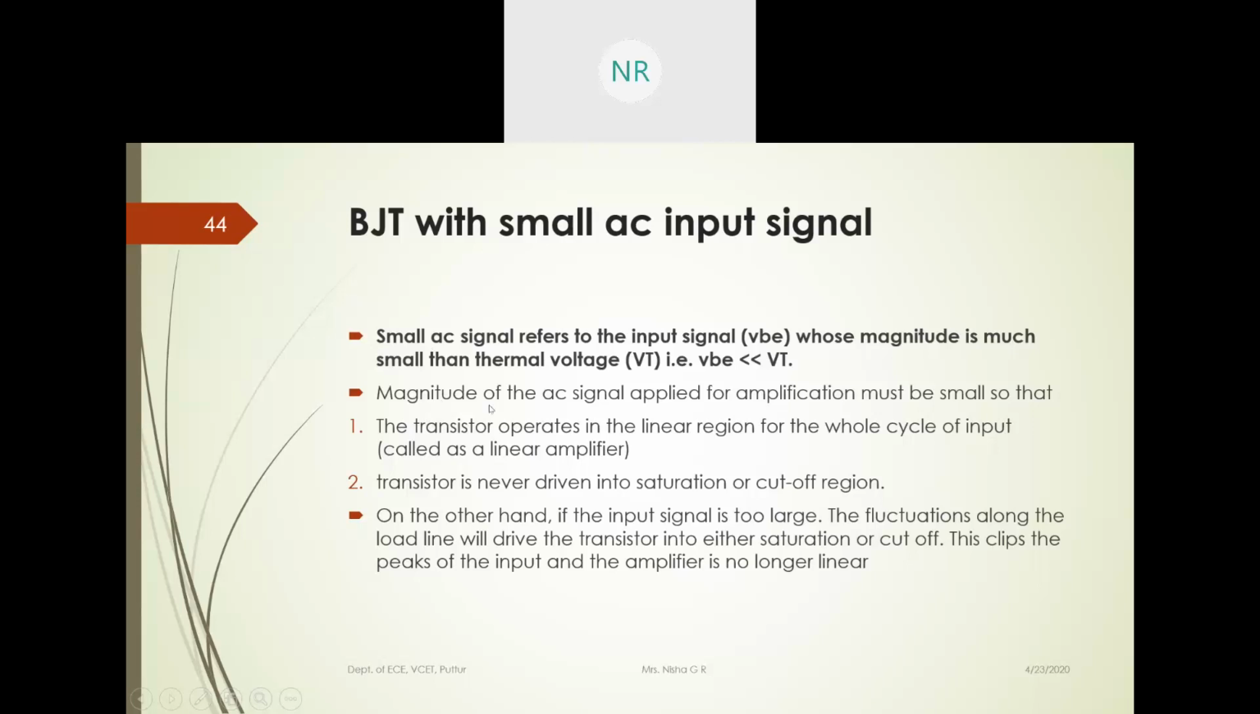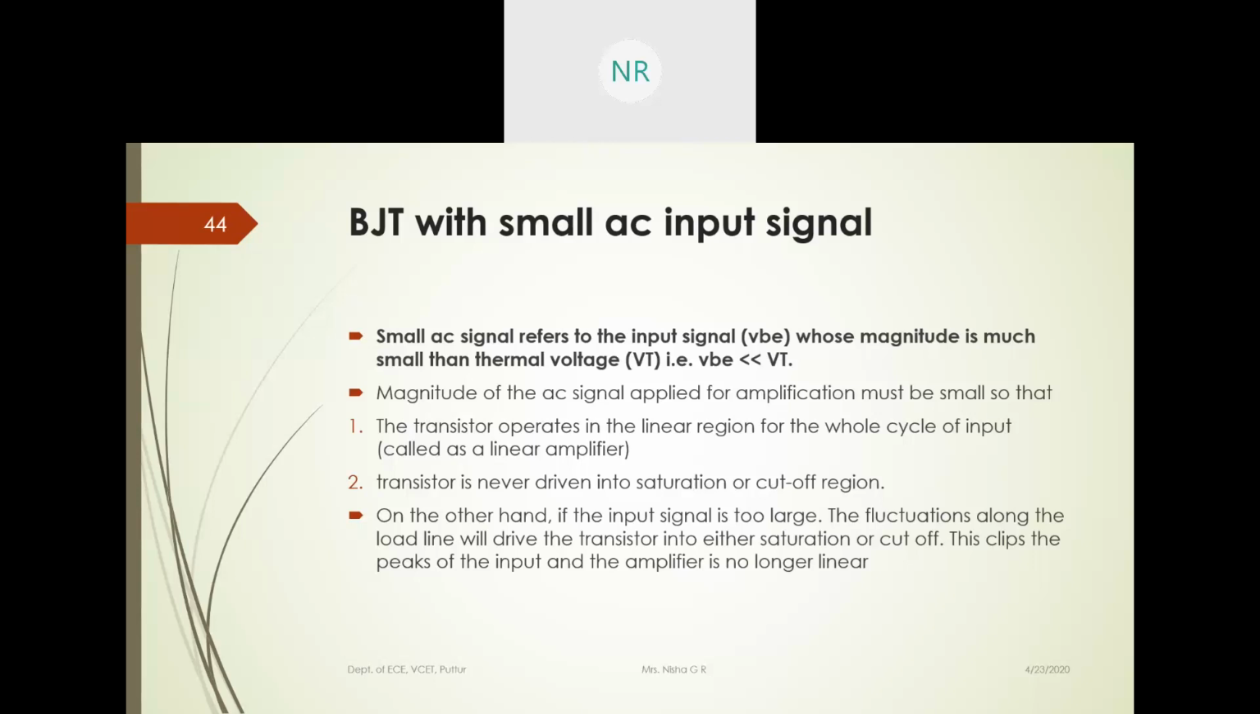Now the magnitude of the AC signal applied for amplification must be small, so that when you provide a small signal, two things you need to keep in mind. One is we are using the transistor as an amplifier, so it will work in the linear region. The transistor operates in the linear region for the whole cycle of the input. And one more thing is the transistor is never driven into saturation or cutoff. If it drives into saturation or cutoff, it will act as a switch. But I want my transistor to work as an amplifier.